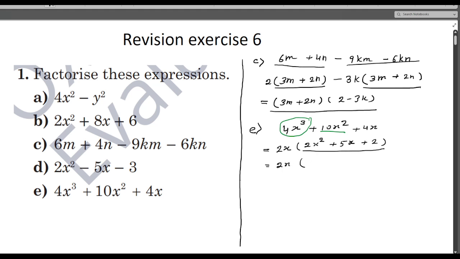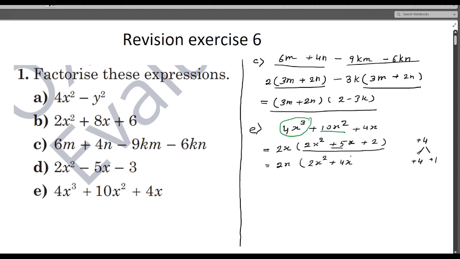Now this is a quadratic expression. First I find a times c, which here is 4. Now I have to split it in two parts. Whenever the product is positive, both factors are either positive or negative. Here, as this is plus 5, I will take both as positive, and we can split 4 as 4 times 1. Their sum will be 5 and their product will be 4.